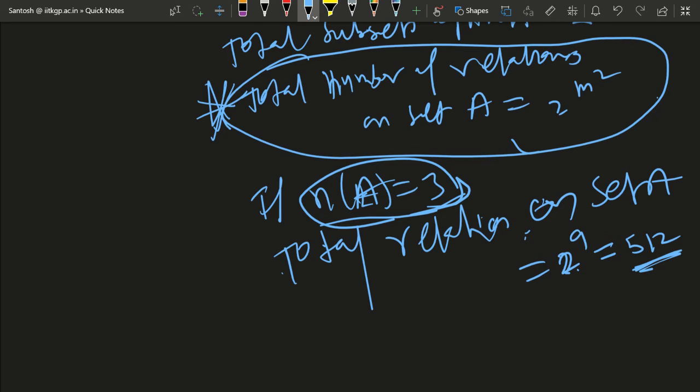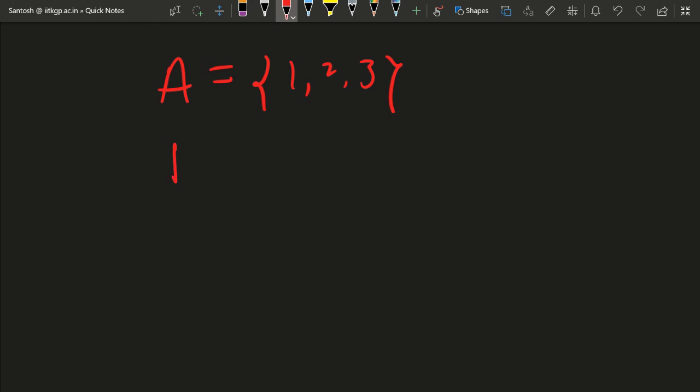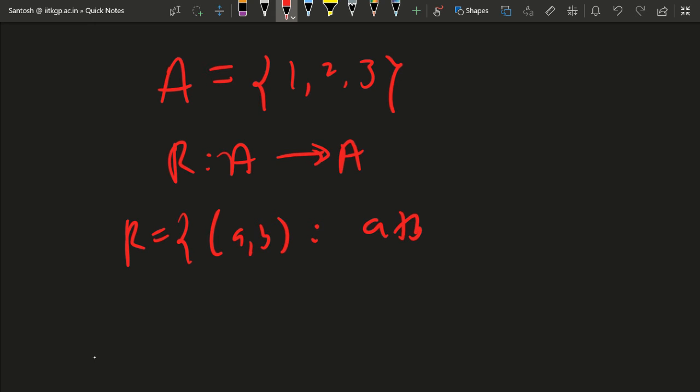Okay, so now we have types of relations. I will tell you one relation explicitly. Suppose A is {1, 2, 3}, and a relation is defined on set A. On set A means A to A, and the relation is defined like (a, b) such that a + b is more than 2.